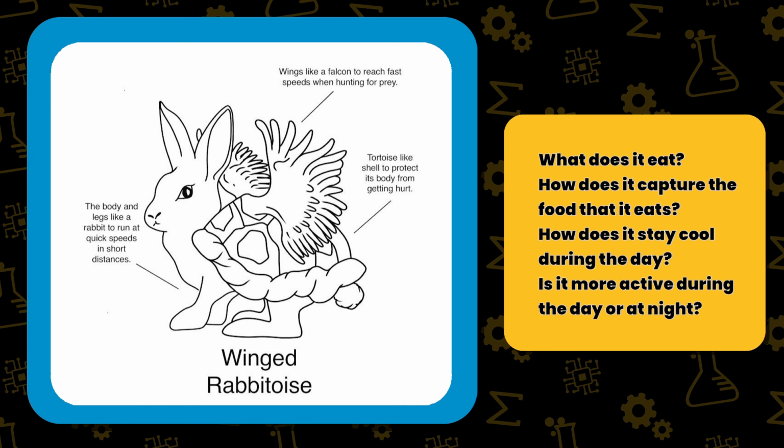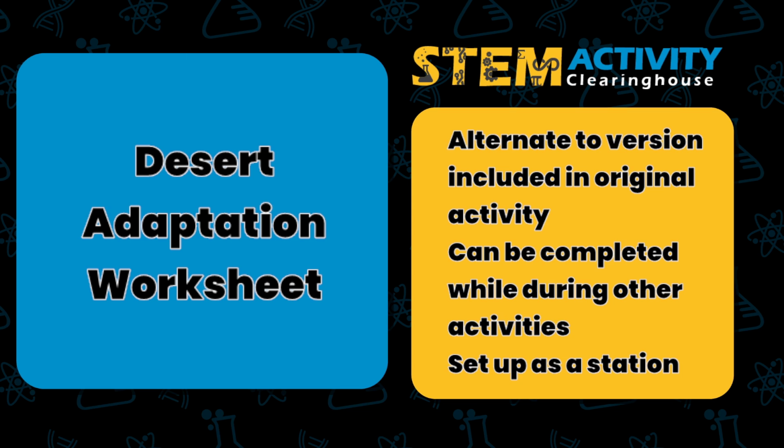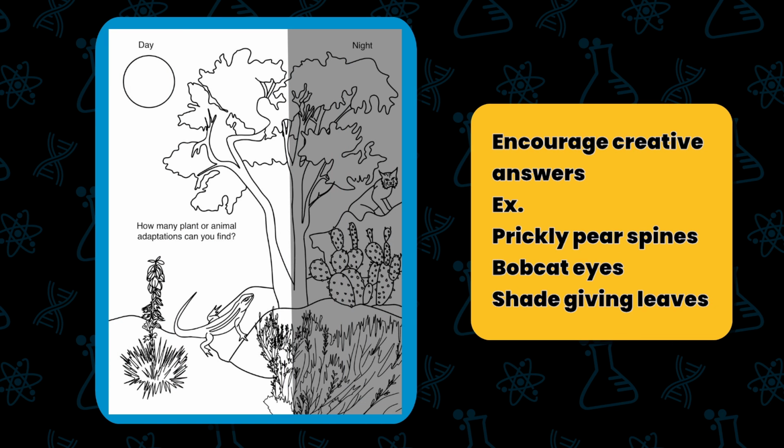The final activity we will be discussing is the Desert Adaptation Worksheet. This is an alternate version to the worksheet included in the original Adaptation A Way of Life activity and can be found on the STEM Activity Clearinghouse page for Adaptation A Way of Life. This worksheet is perfect to be completed while other portions of activities are waiting to be completed, such as the evaporation portion of the Succulence activity from earlier in this video. This is also very easy to set up as a station by providing these worksheets as a station with instructions on a table.